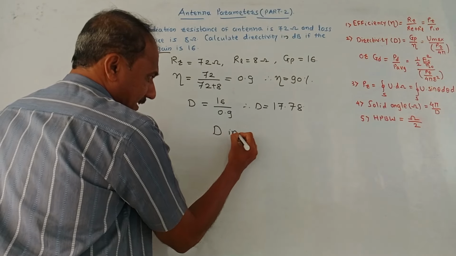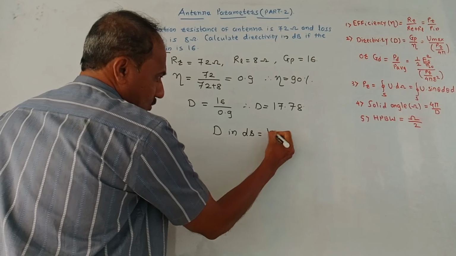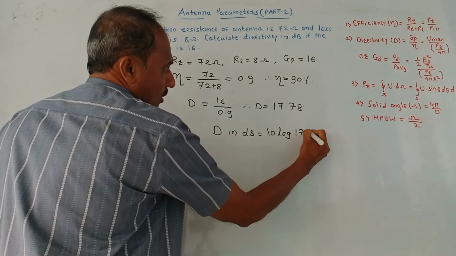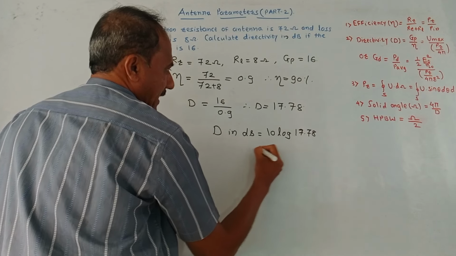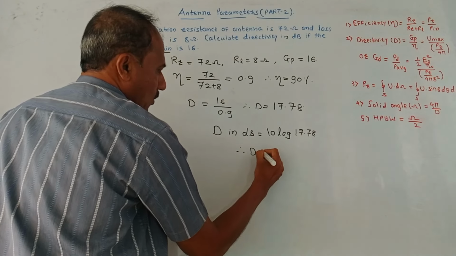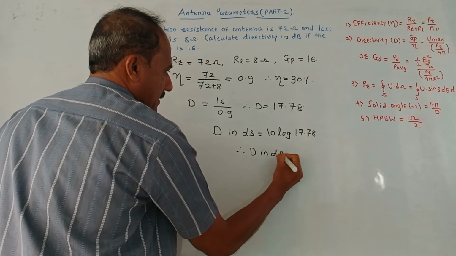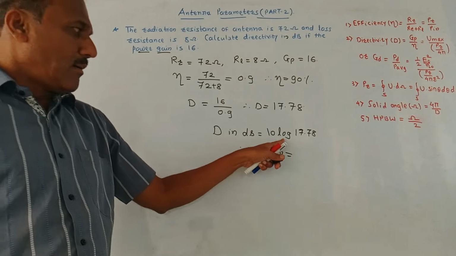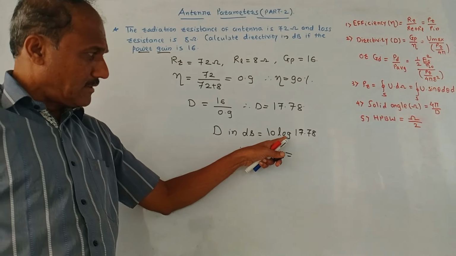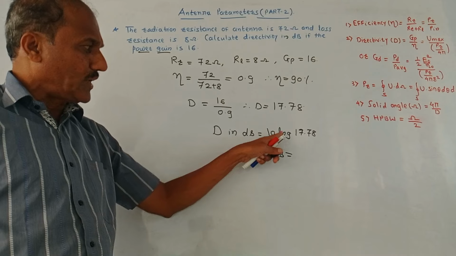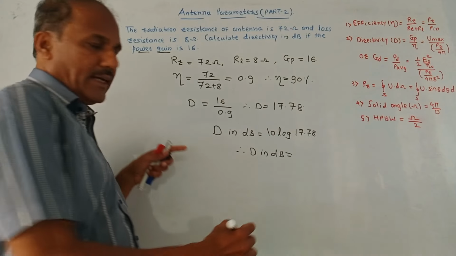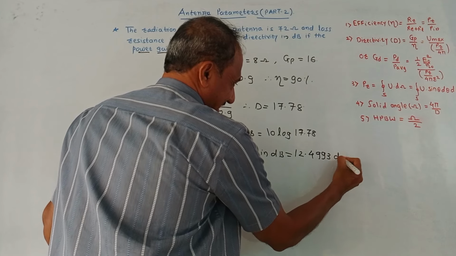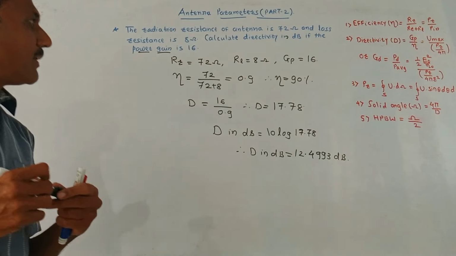I will write it like this. D in dB is equal to 10 log of this value, so 10 log of 17.78. Therefore, the value of D in dB, if you solve this on the calculator, where by default the log is to the base 10, so 10 log to the base 10 of 17.78, is 12.4993 dB. So this is the answer of directivity.